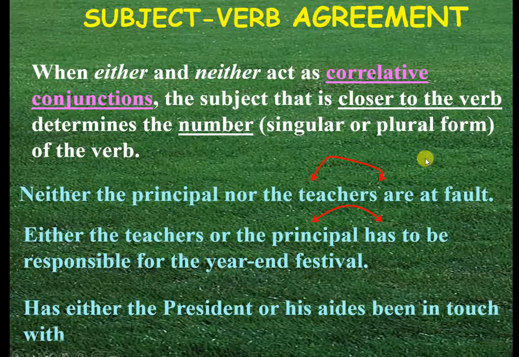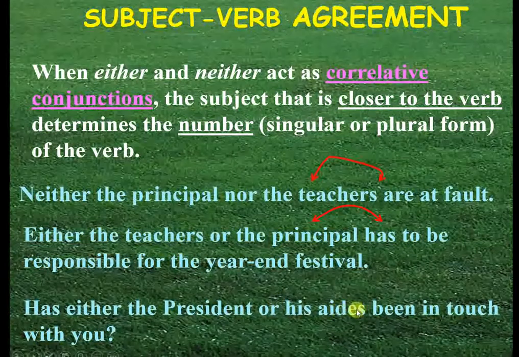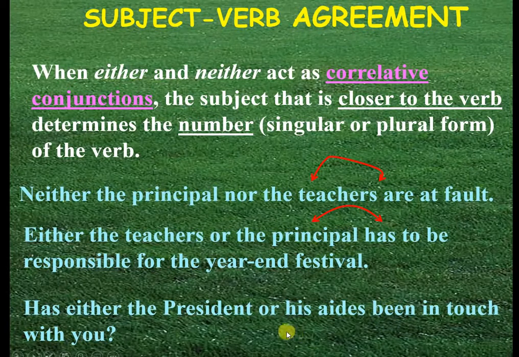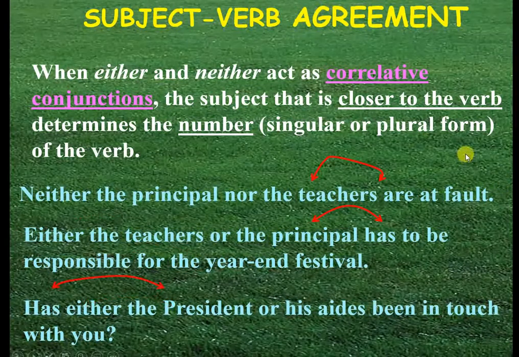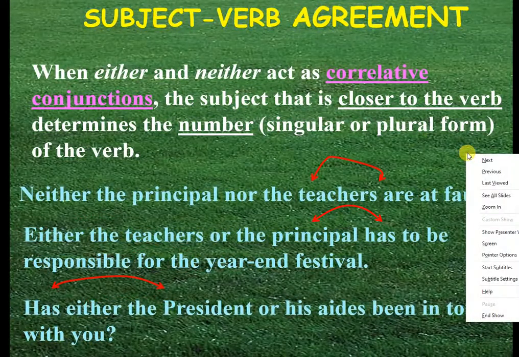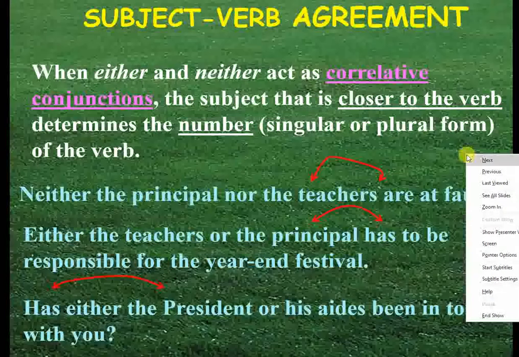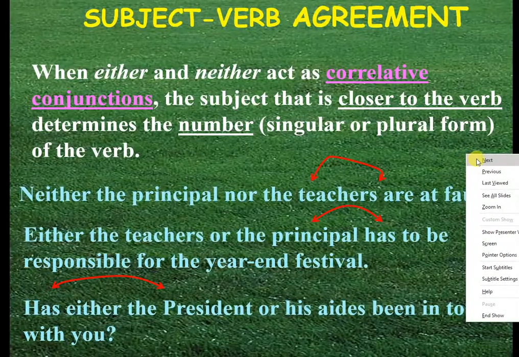Okay, here's another way it might occur in a question. Has either the president or his aides been in touch with you? Okay, so here's the conjugation here. Has either the president. There would be a lot of potential for mistakes there. So have the president's aides or the president been in touch with you, depending on the order of your subjects and depending on which one is closest to the verb that you need to conjugate.